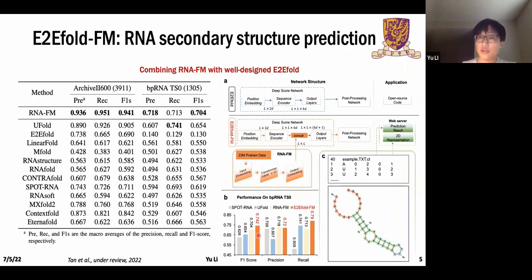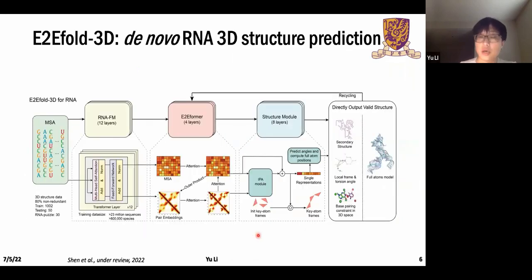What about if we directly predict the 3D structure? We do such an experiment. We design an end-to-end model to predict the RNA 3D structure directly based on the RNA Foundation Model embedding. Here, E2E for 3D will directly predict the RNA 3D structure. We directly optimize against the RNA 3D coordinates.